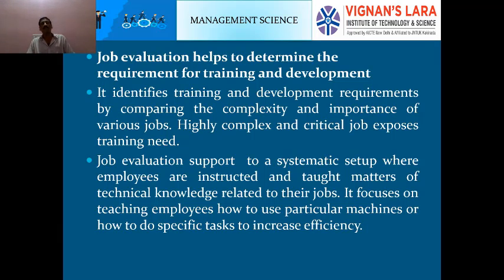That is, it identifies training and development requirements by comparing the complexity and importance of various jobs. A highly complex and critical job exposes a training need. Here we know the merit rating or the position of the job. Then it considers other areas, that is, work complexity and importance. Accordingly, a high-complexity critical job can go for a training program, which can be decided by the HR manager.